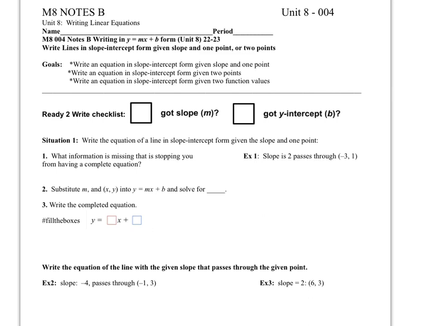So in this set of notes, we're going to figure out what to do if we do not have that special point where the x-coordinate is 0. So we're still going to look at our ready-to-write checklist. Remember, I need those two ingredients. I need my slope and my y-intercept.